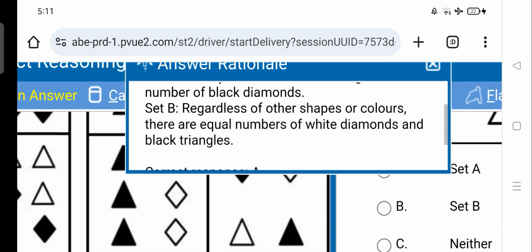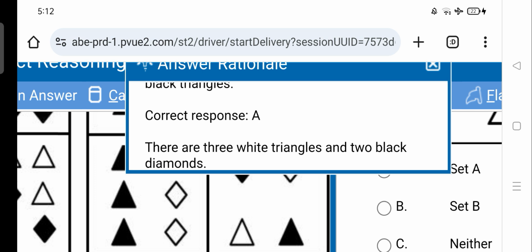For set B, regardless of other shapes or colors, there are an equal number of white diamonds and black triangles. So the correct response we have is option A. There are 3 white triangles and 2 black diamonds.